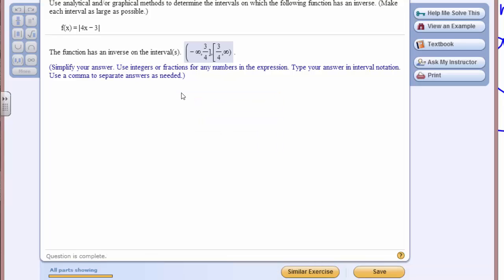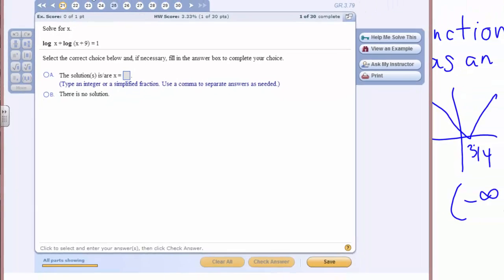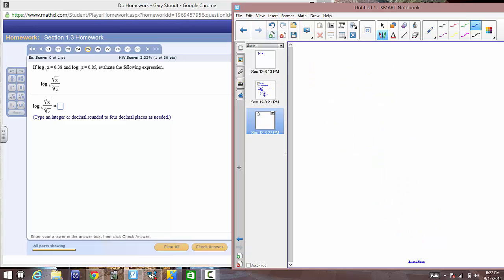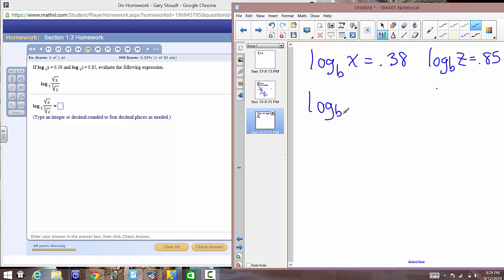Now let's go look at problem 25, which involves logarithms. They are telling us, let's write this down, that log base b of x is 0.38, and that log base b of z is 0.85. And they would like you to find this expression: log base b of the square root of x over the cube root of z.